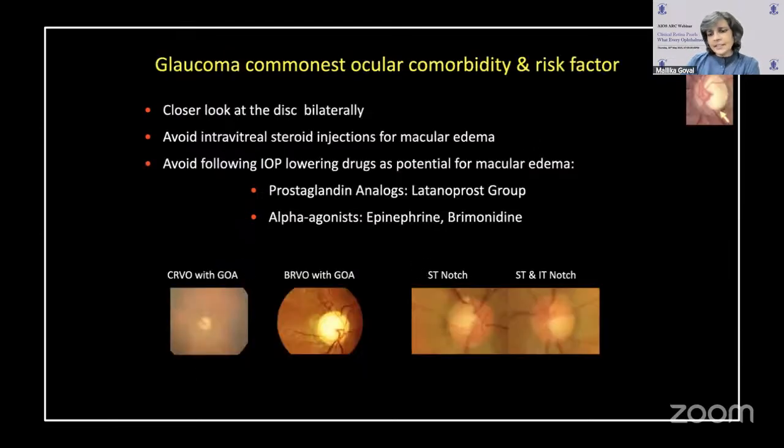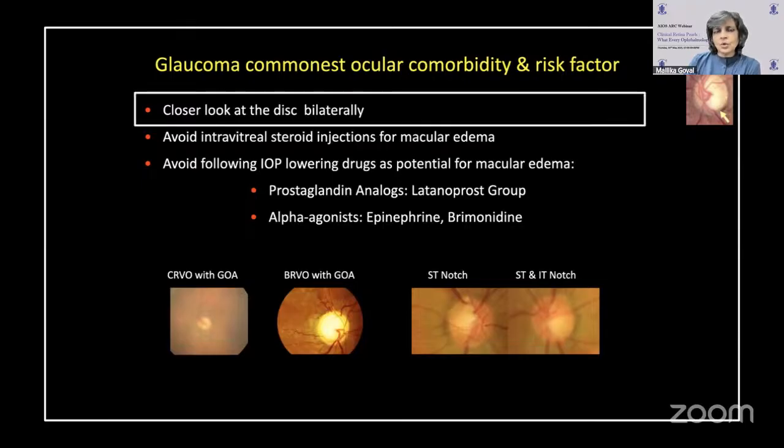Now, when we identify RVO, we should look carefully for glaucoma. This is the commonest comorbidity as well as a risk factor for RVO. Look at the disc in both eyes. And if glaucoma is suspected or diagnosed, avoid intravitreal steroid injections, which can cause worsening of glaucoma. And the glaucoma surgeon should avoid using prostaglandin analogs or alpha agonists, which can worsen the macular edema caused by RVO.